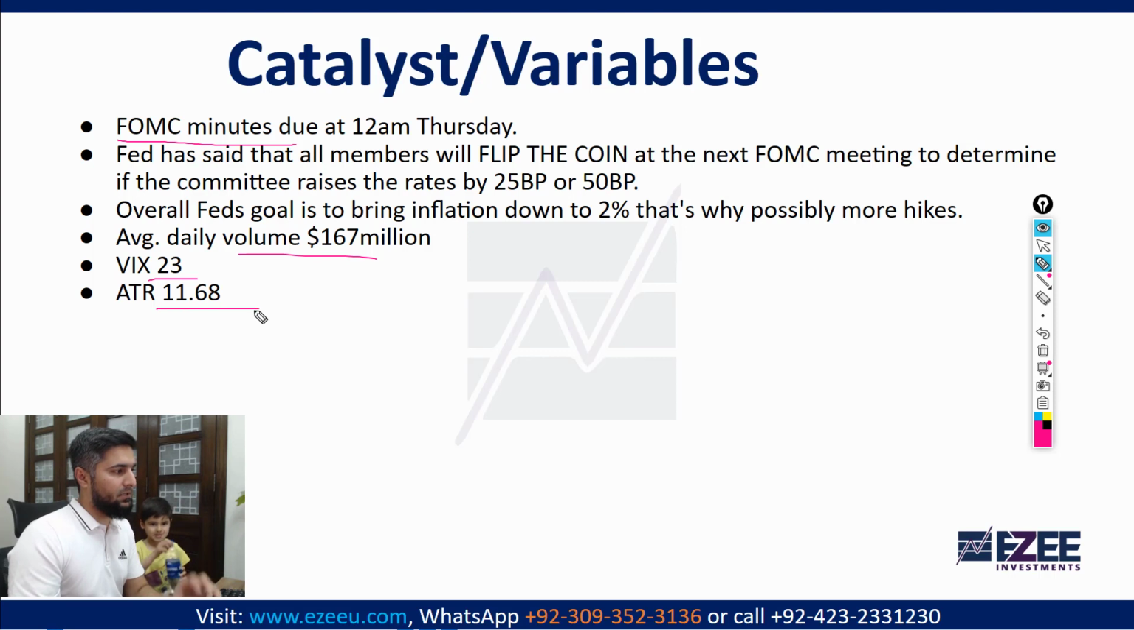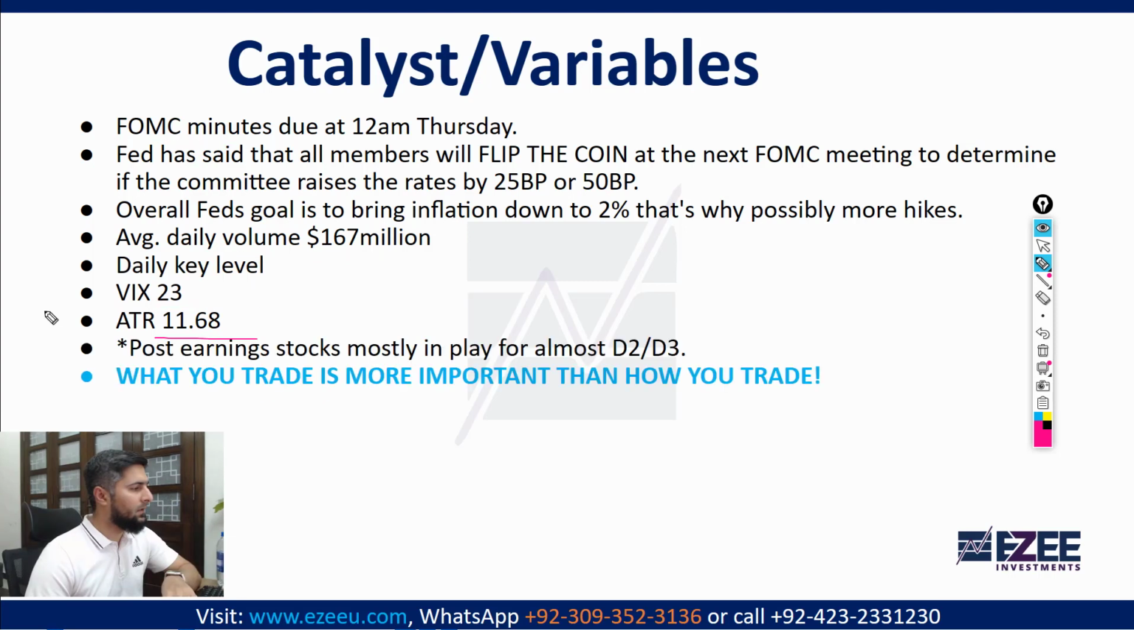And the average daily ATR of Tesla is almost around $11. 11 is actually a great number. So I wanted to make sure the stocks that I am trading are actually volatile, so when I'm taking the trades, they are not choppy. Another observation about the stocks in play is that stocks that have an earnings release are usually volatile for the next 2 to 3 days.